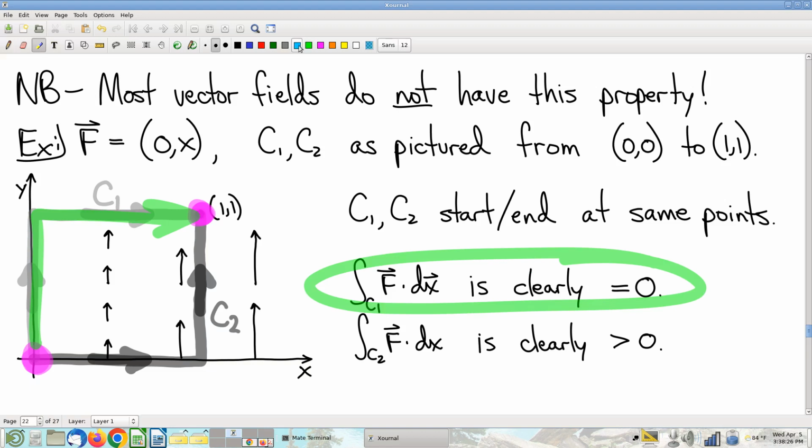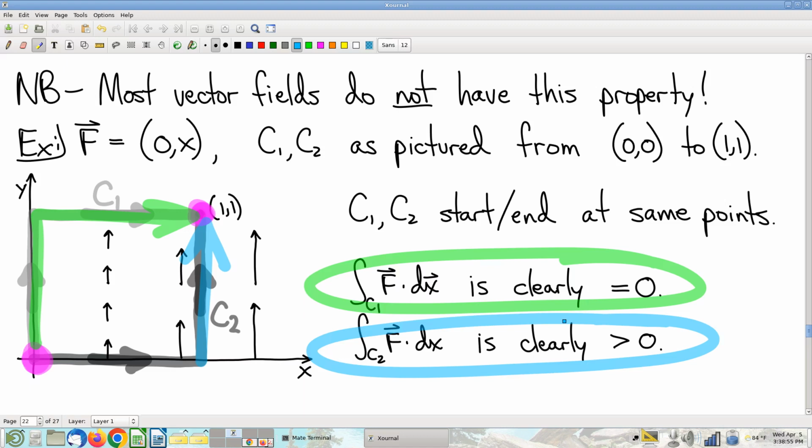Okay, now let's look at the second curve. For the first little while, again, it's moving perpendicular to the vector field. The dot product is 0. I'm not getting any line integral in there. But on the second part of C2, I'm going in the exact same direction that the vector field is pointing. The vector field is not 0. There's a significant magnitude there, and you're going to have a positive line integral on that second piece. So altogether, on C2, the integral is clearly positive.